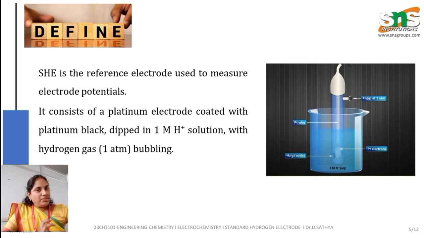The key point is that the standard hydrogen electrode is a reference electrode to measure the electrode potential. It consists of a platinum electrode coated with platinum black, dipped into 1 molarity H plus solution with hydrogen gas bubbling. The key features are the stability and reproducibility of potential, the standard conditions, and also the compatibility with other electrodes in an electrochemical cell. So it is very easy to use in laboratory settings.